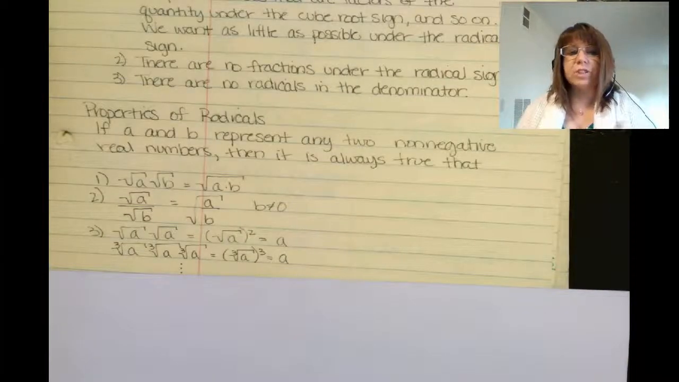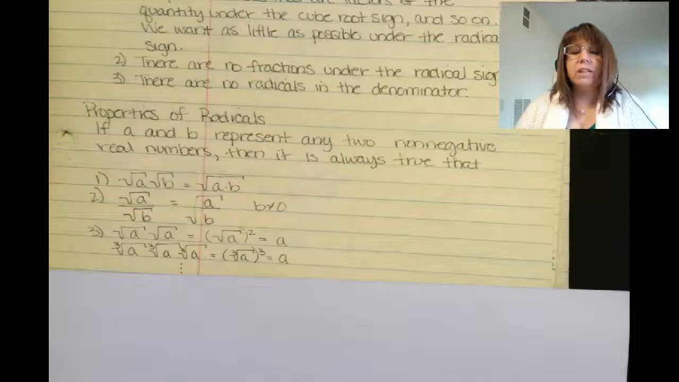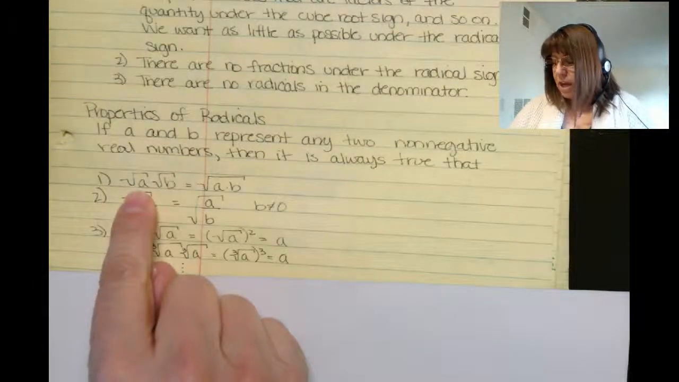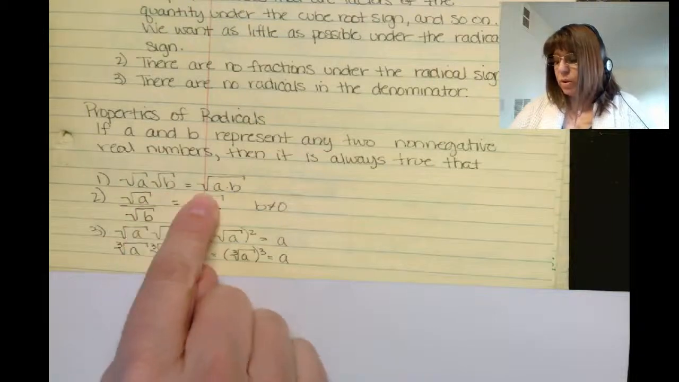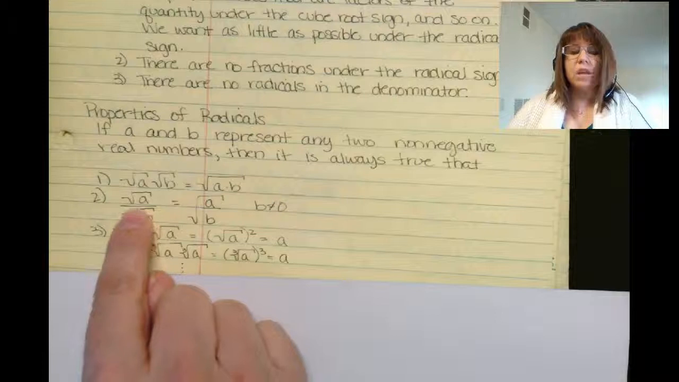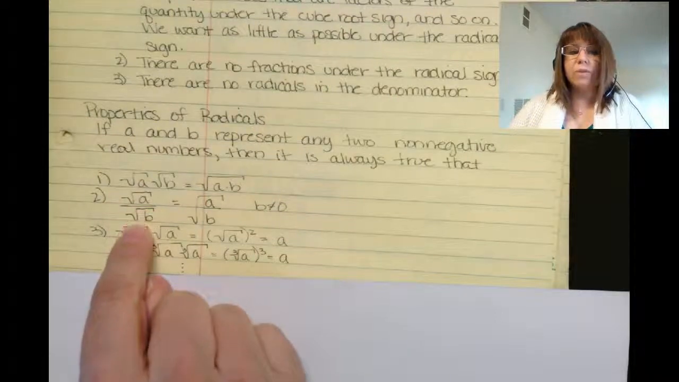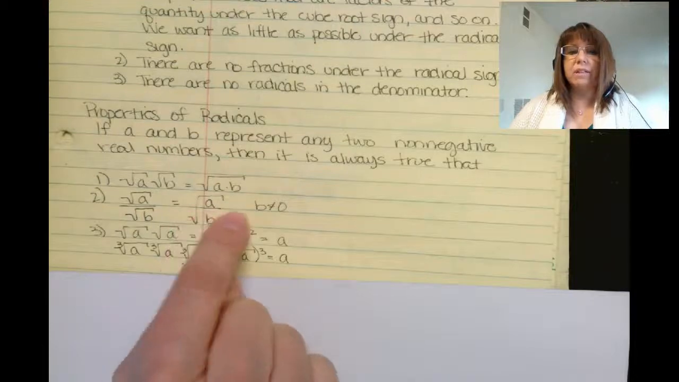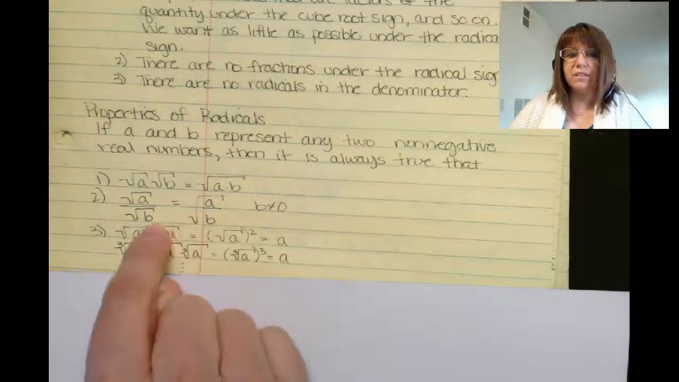In a previous lecture, we talked about two of the properties of radicals. So if a and b represent any two non-negative numbers, then it's always true that square root a times square root b is going to equal the square root of a times b, and vice versa. Square root a over square root of b equals the square root of a over b, where b does not equal 0, and vice versa.